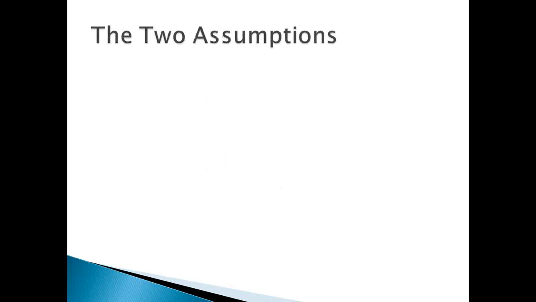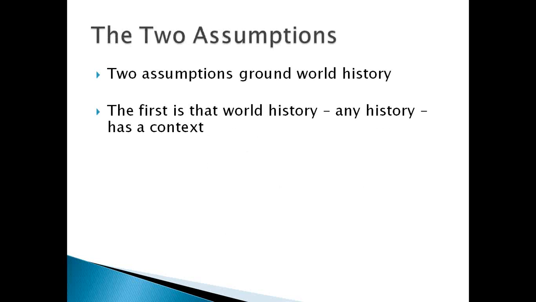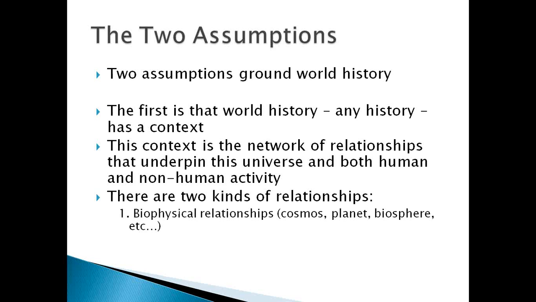Now, there are two assumptions here. The first is that world history, any history, has a context. Now, this context is the network of relationships that underpin this universe and both human and non-human activity in it. There are two kinds of relationship. Essentially, one's biophysical, involves the cosmos, planet Earth, and all the other planets, biosphere, and the lithosphere, the hydrosphere, all these various spheres, and so on, that provide the context in which human societies have evolved.